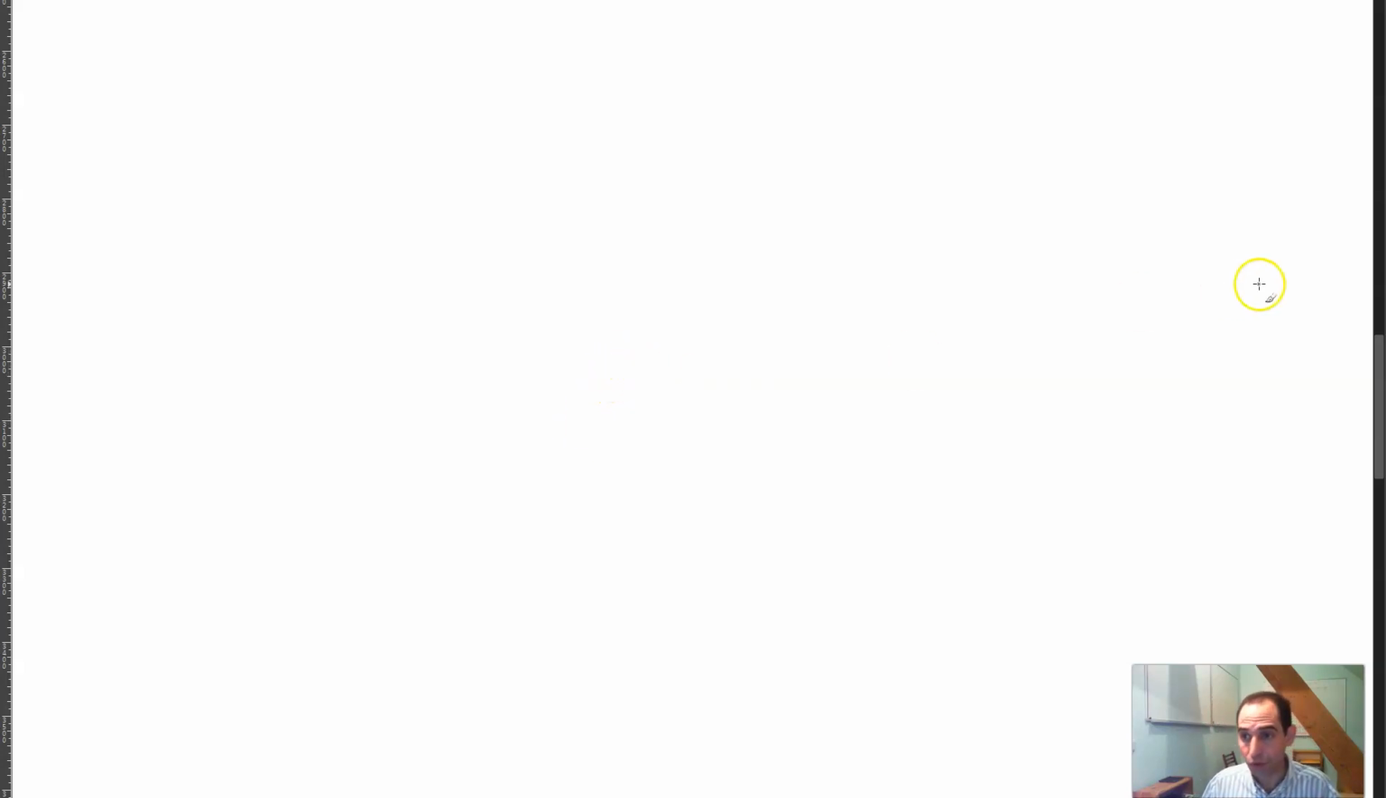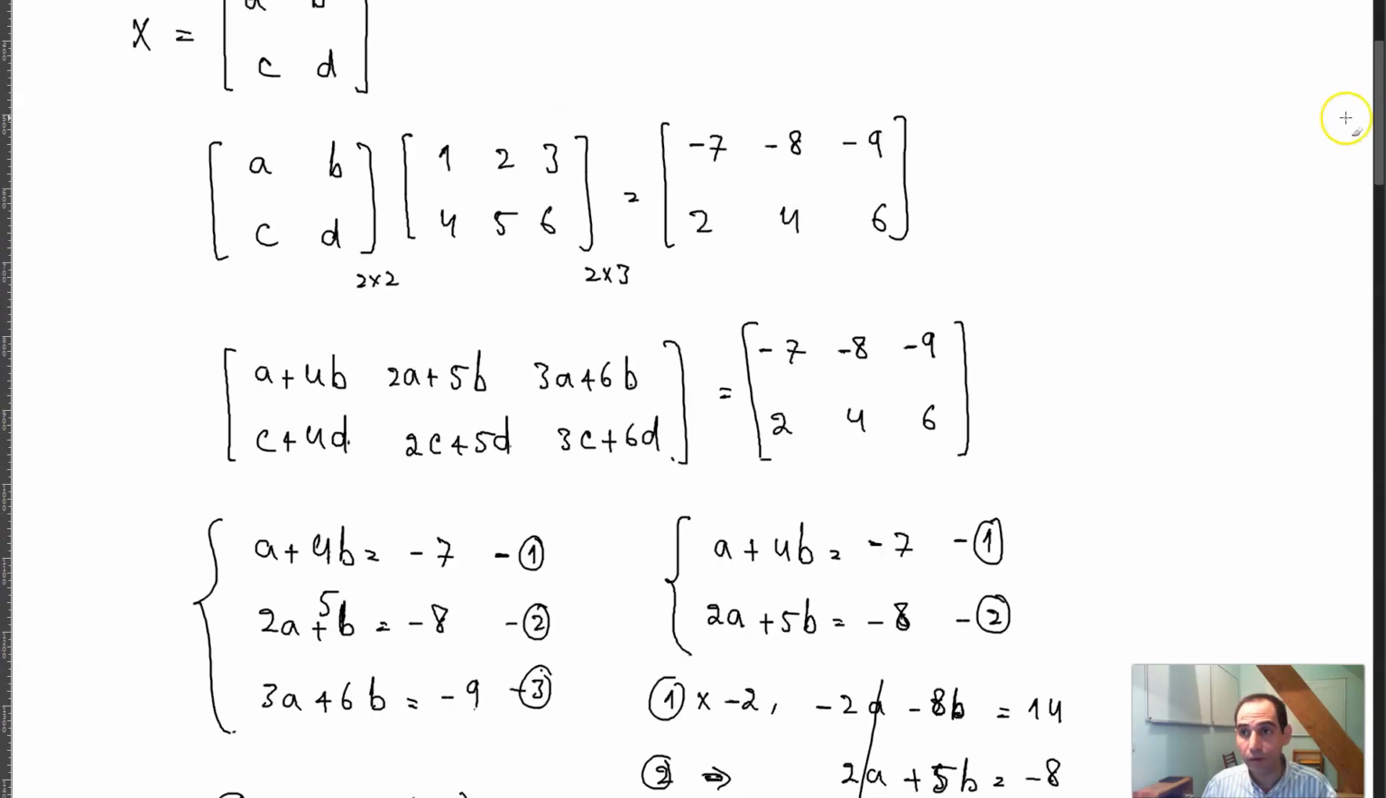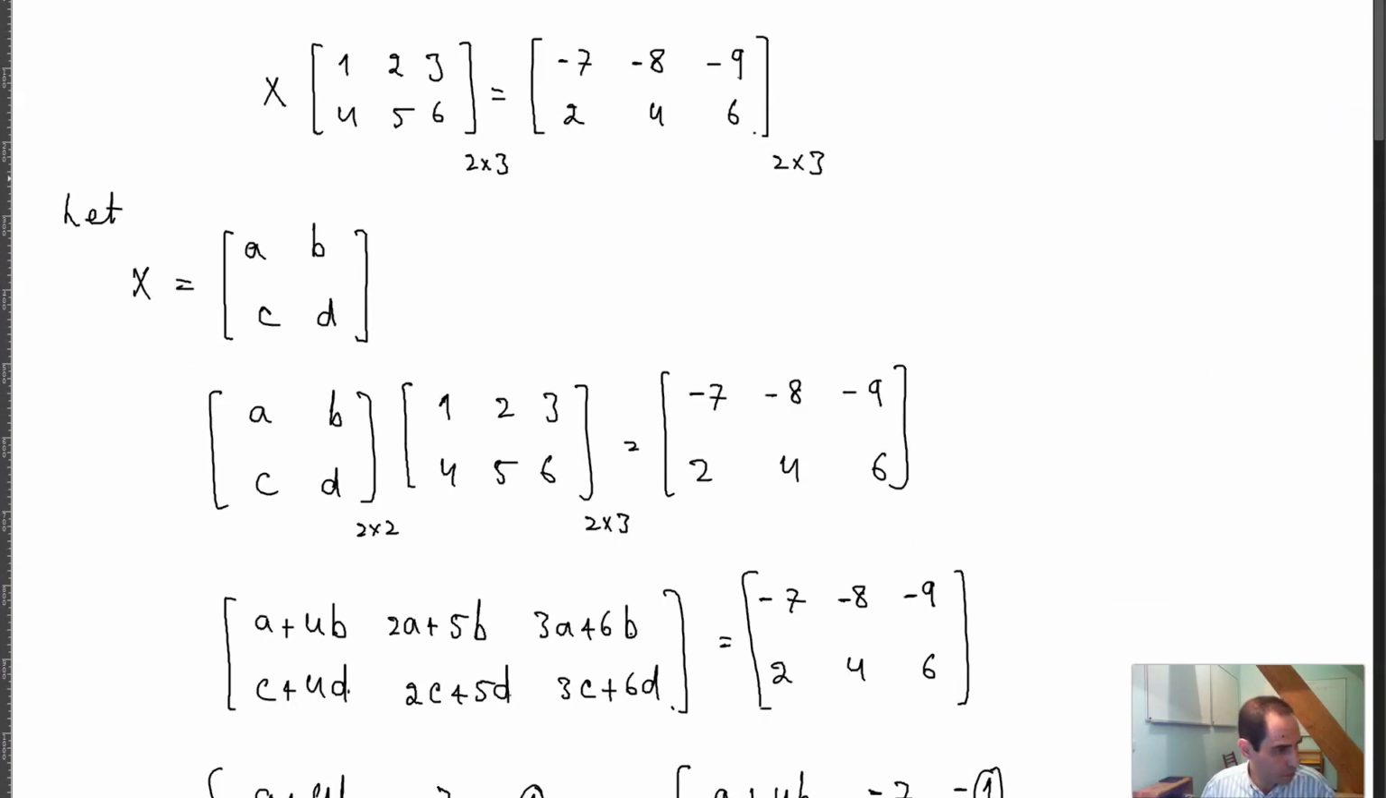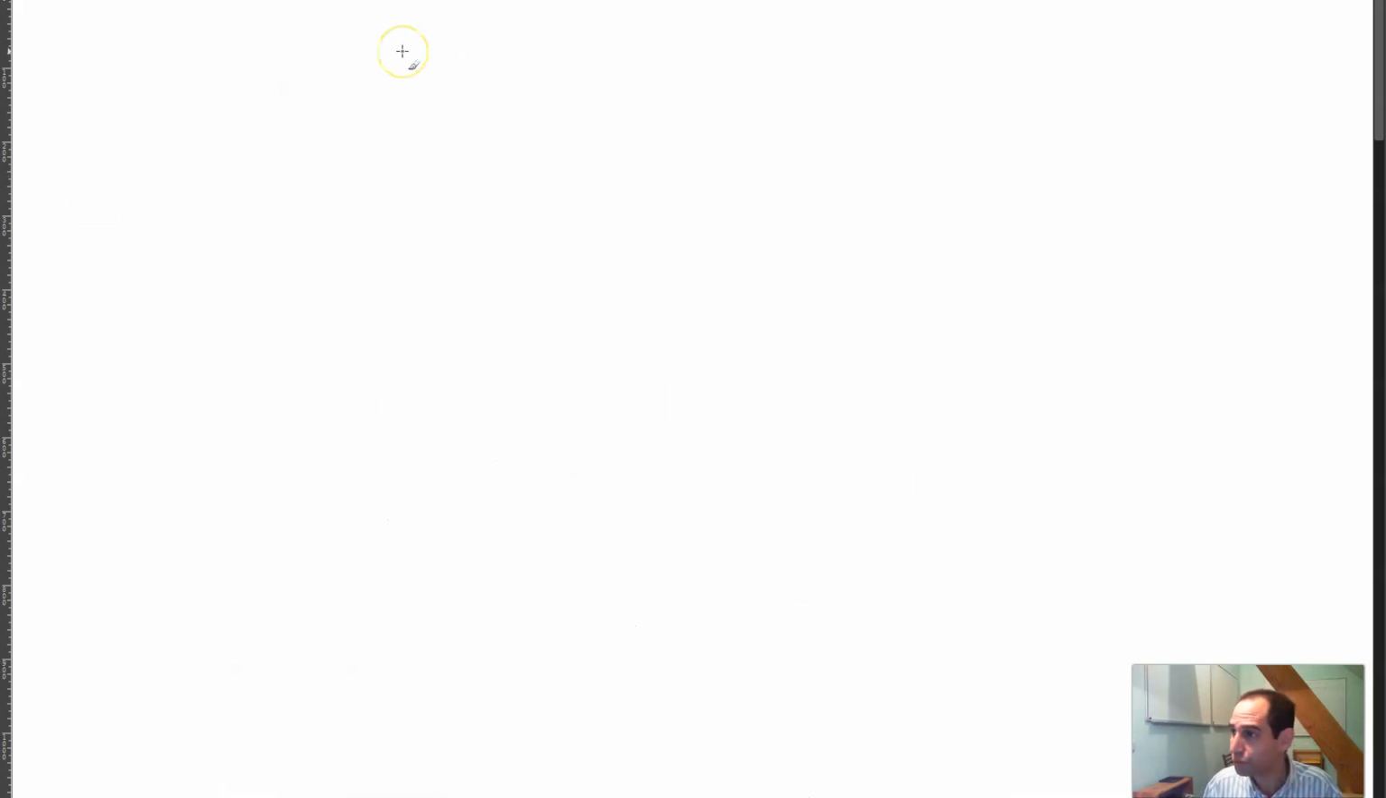So we have something to prove here. So A and B are square matrices of the same order. This is number 12.